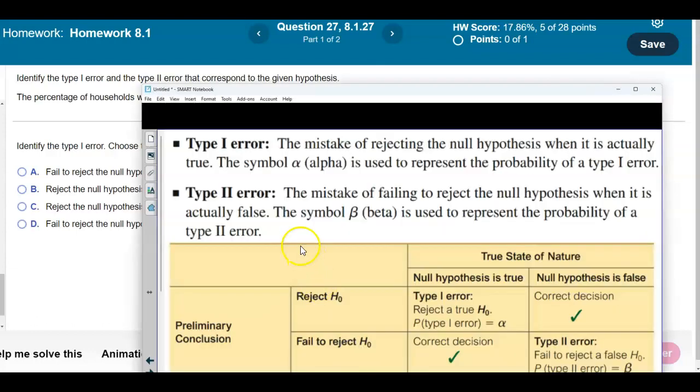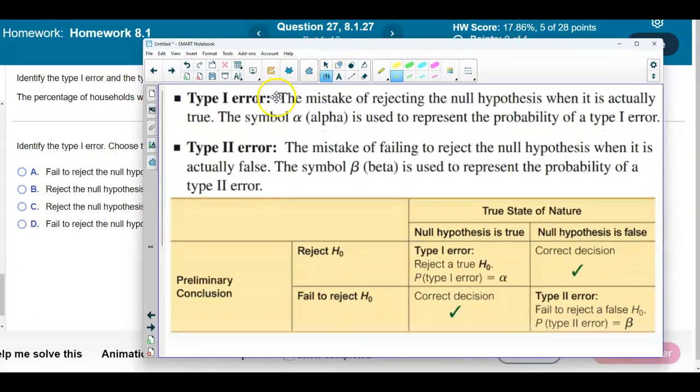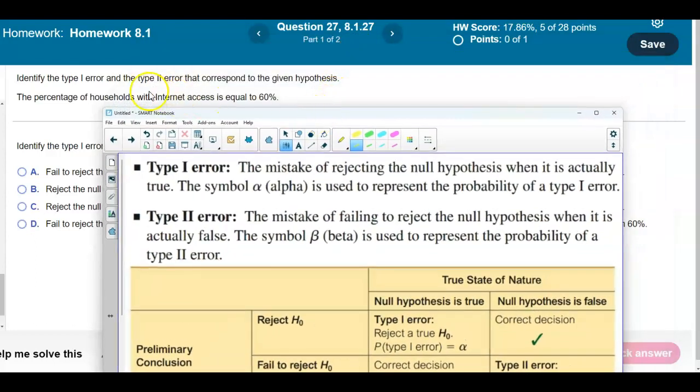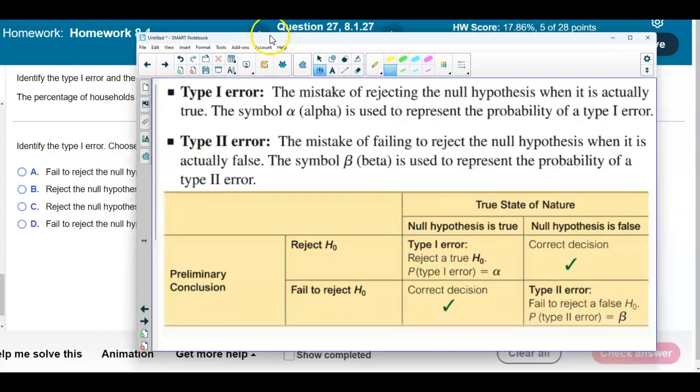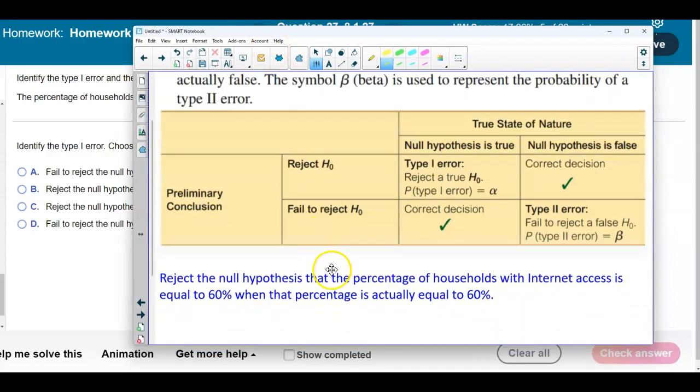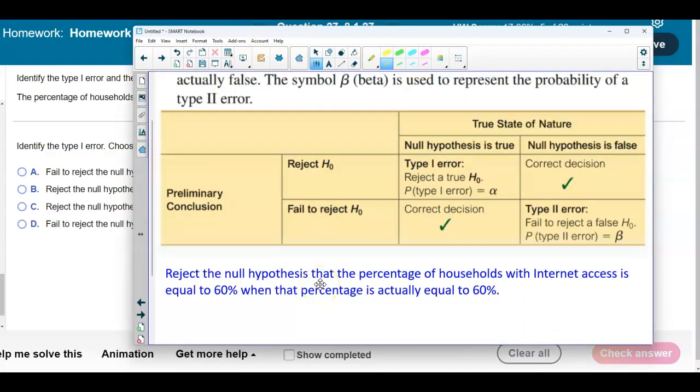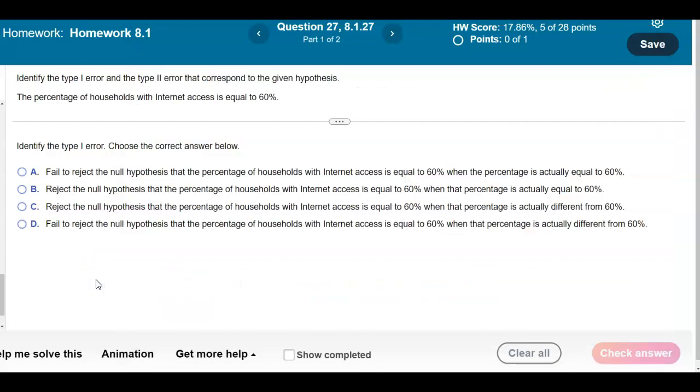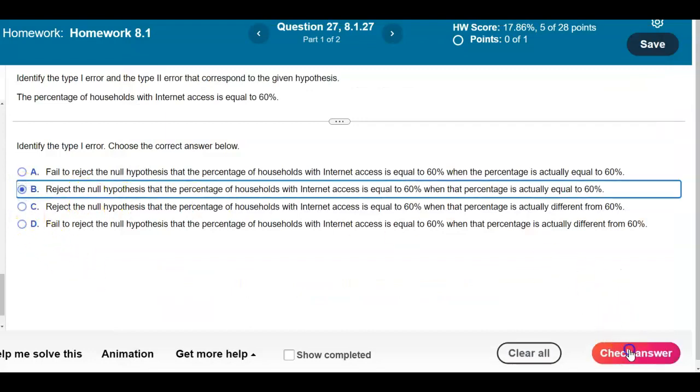Well, let's take a look at the definition of a type 1 error. The definition of a type 1 error is the mistake of rejecting a null hypothesis when it is actually true. So that means for a type 1 error, you're rejecting the null when the null hypothesis is true. Now again, the percentage of households with internet access is equal to 60%. So we would say reject the null hypothesis that the percentage of households with internet access is equal to 60% when that percentage is actually equal to 60%. So we would say B is our result.